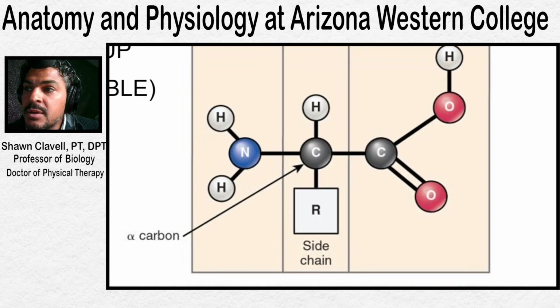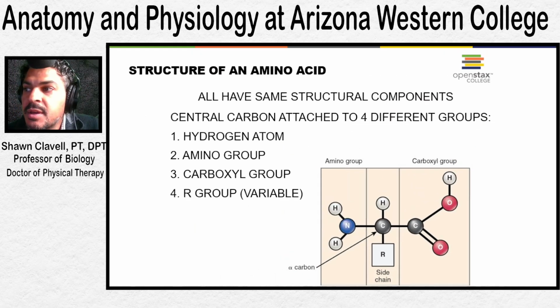Each amino acid is unique in its variable side chain. That's this R side chain here, and that's what gives each of those 20 unique amino acids that make up all of the proteins in our body its individuality, for lack of a better term. Again, the structure of an amino acid is the central carbon here. There's a hydrogen atom at the top, but primarily I see an amino group and a carboxyl group.